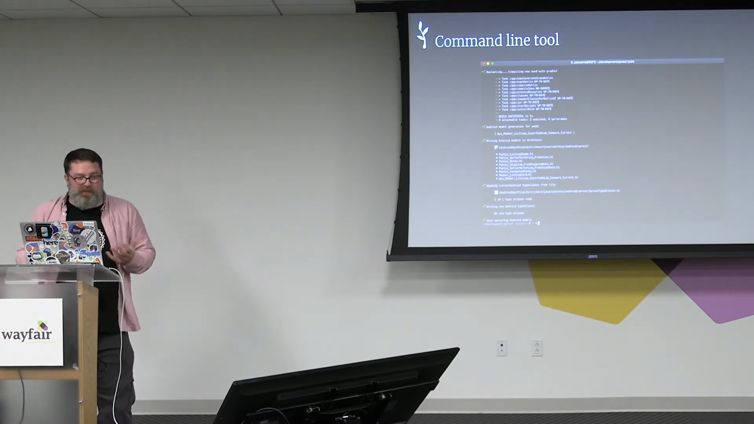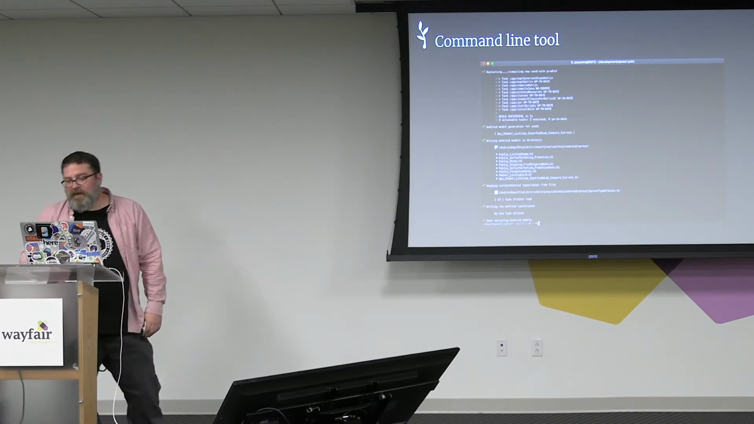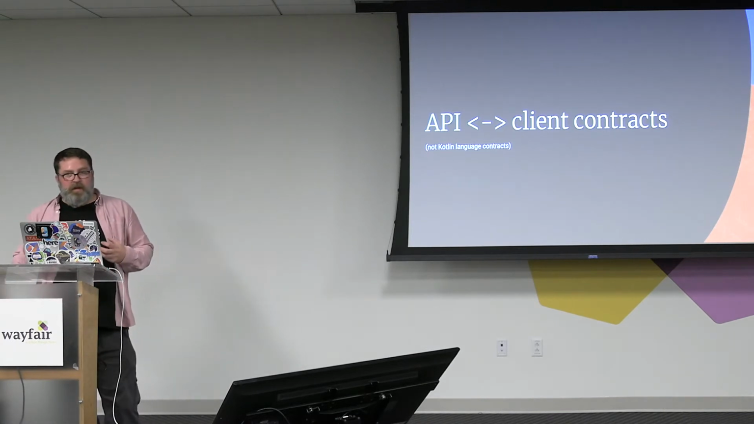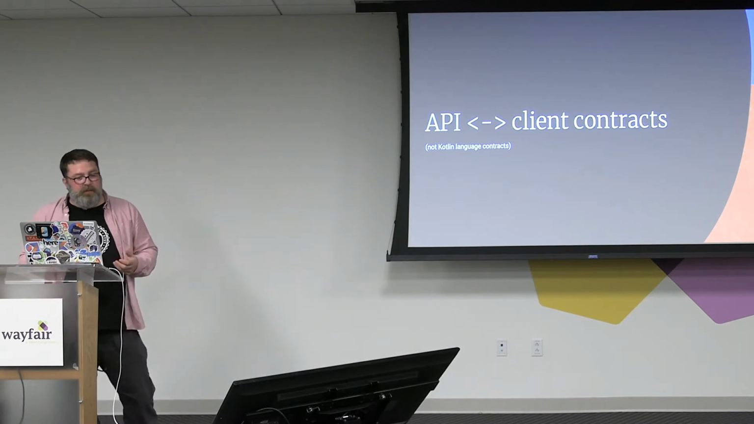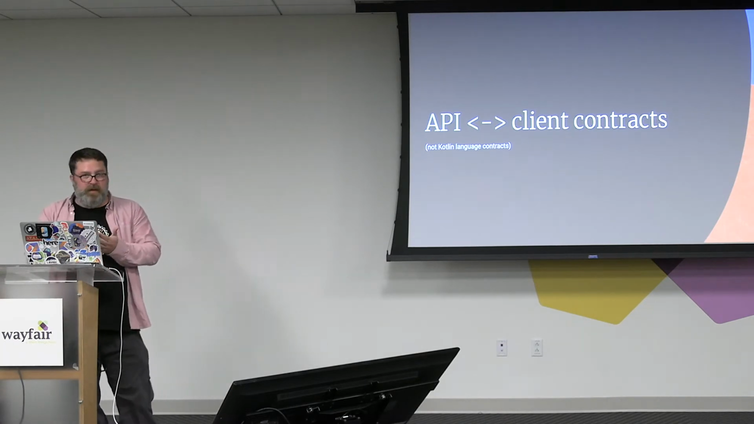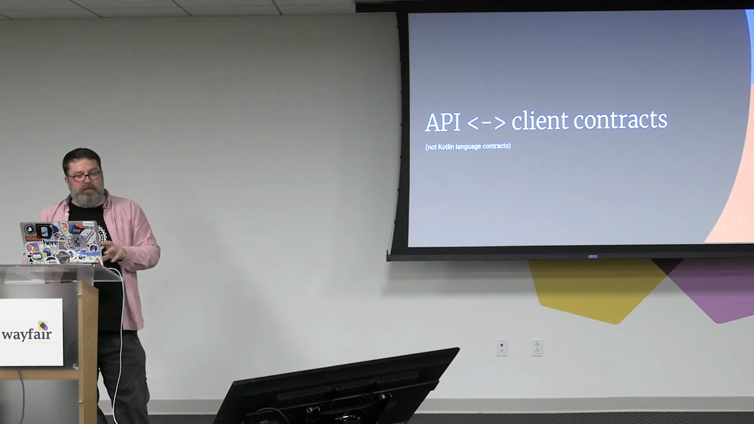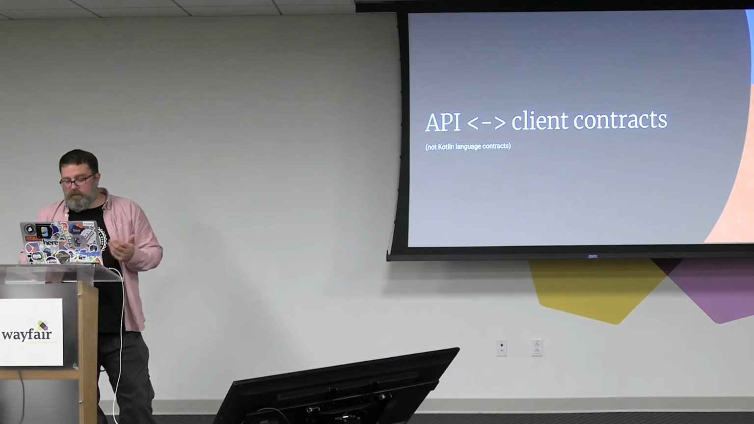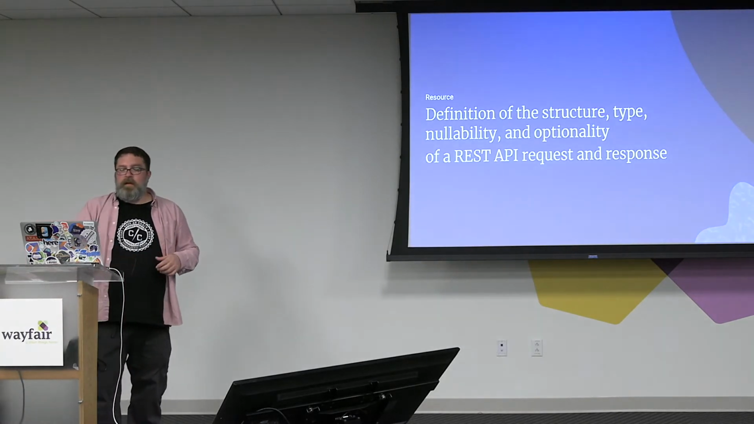So what is all this for? I've just thrown a lot of stuff at you guys, but there is a purpose for this. It's the nice thing about Sprout that it can actually solve a couple of problems. So we're going to look at a couple of these, specifically API to client contracts. This is different. I should call out, Kotlin has a concept of contracts. This is not that. Yeah, so let's go back to a resource for a second.